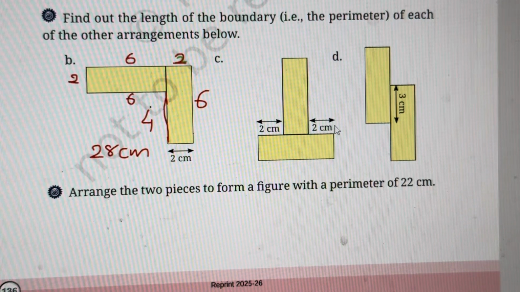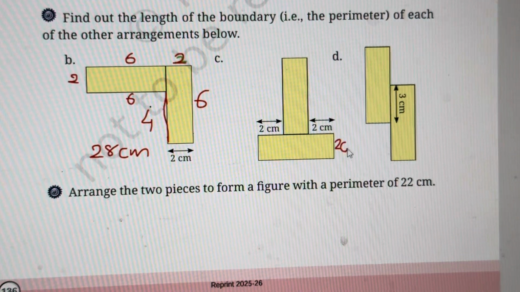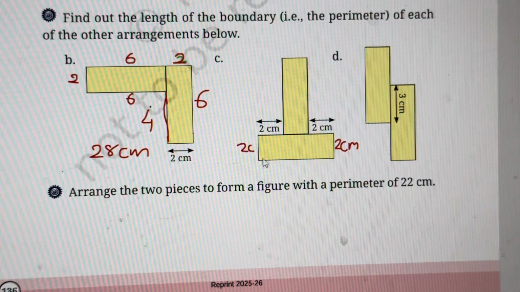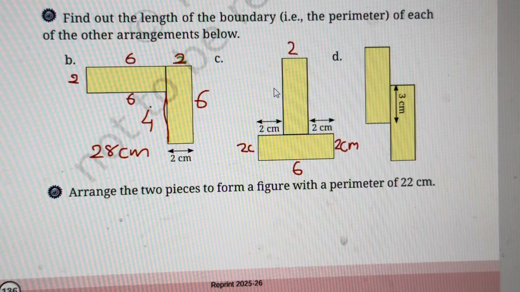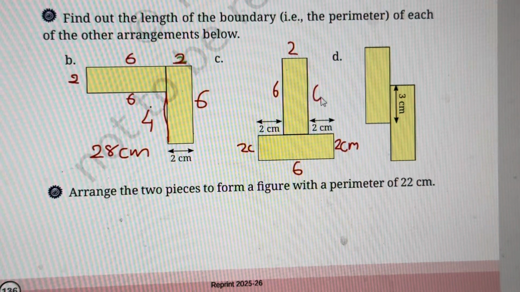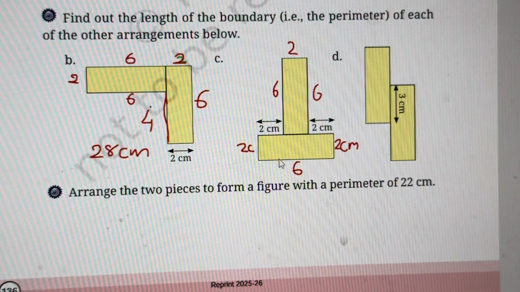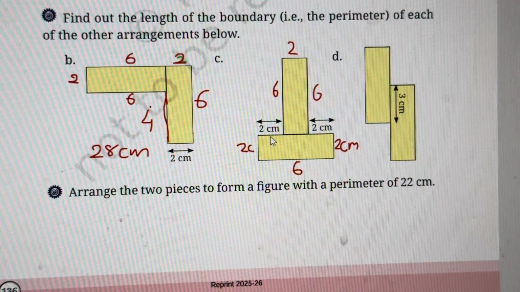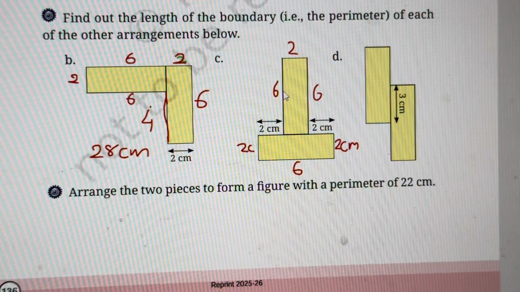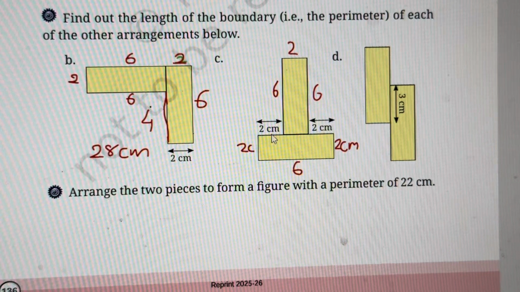Now let us see question C. These two are given as 2 centimeters. This will also be 2. This is 2. This is 6. The length remains the same. This is also 2. This is 6. This is 6 centimeters. Right? Just check because sometimes what happens, we skip some side in these cases.